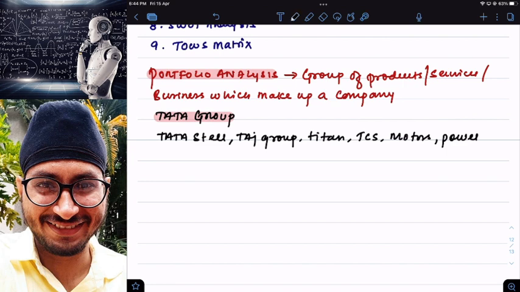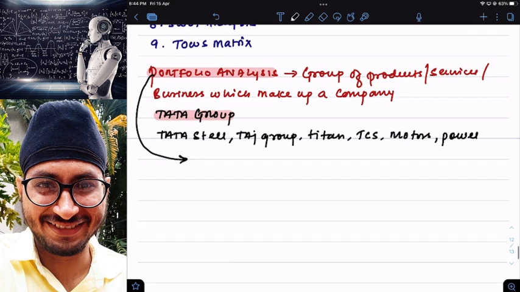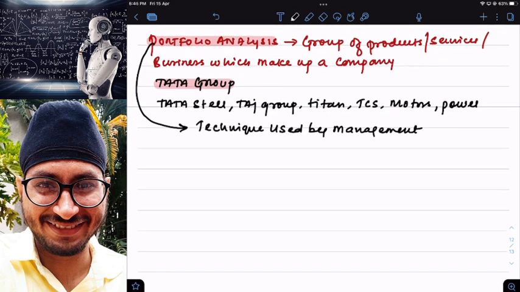Now, what exactly do we mean by this portfolio analysis? Sir, portfolio analysis is a technique used by management to find out expected results.